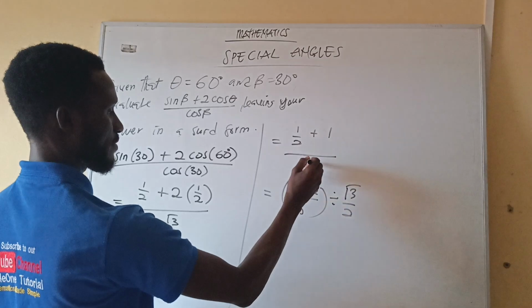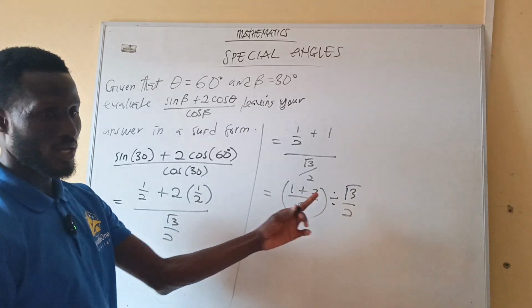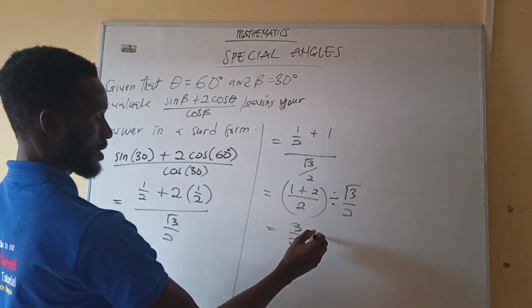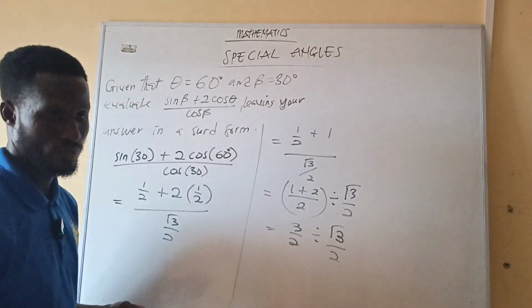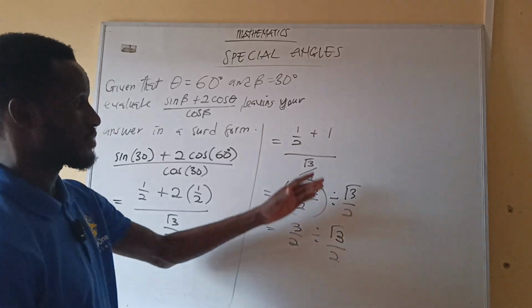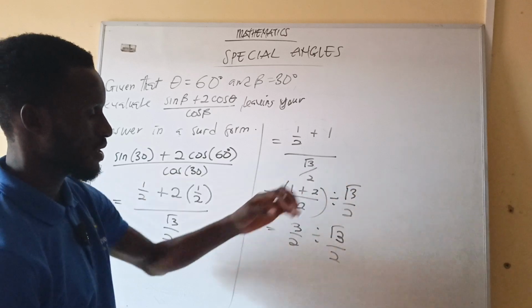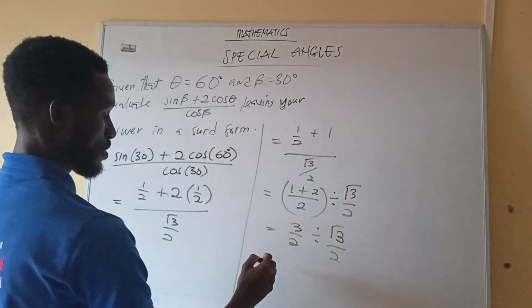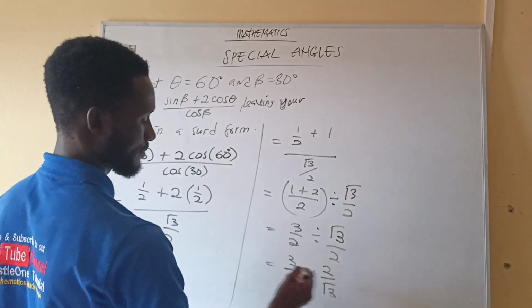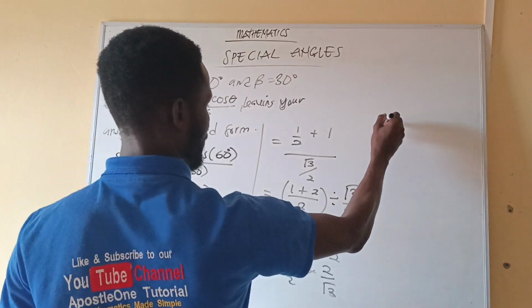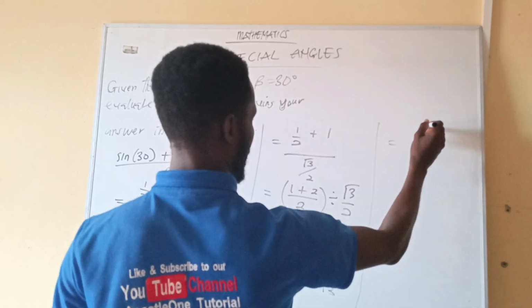Let me separate the numerator from the denominator. The numerator gives us 3 over 2, divided by root 3 out of 2. This is a simple simplification, you're supposed to be able to do it. What we do here is turn this into a multiplication, then we turn the second fraction upside down. So we get 3 out of 2 times 2 over root 3. Now 2 will cancel 2, and I'm going to get 3 divided by root 3.